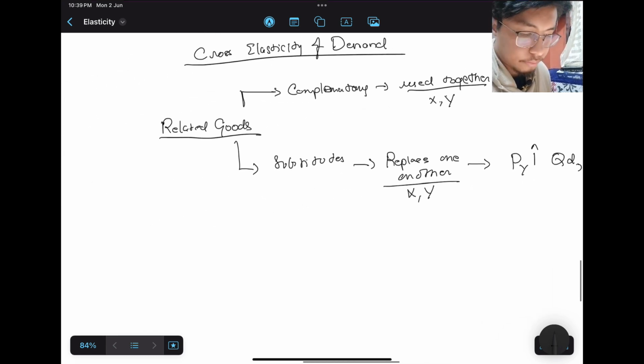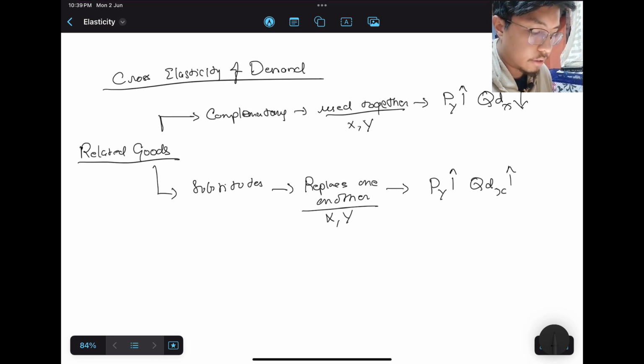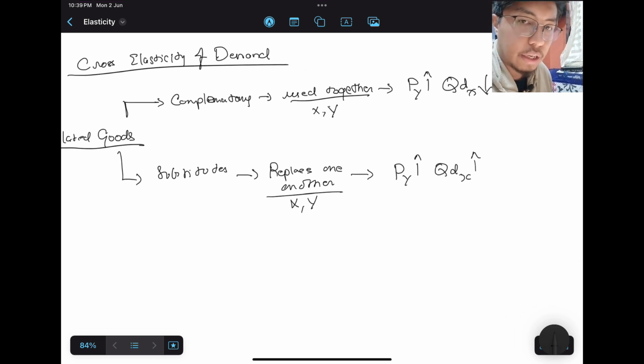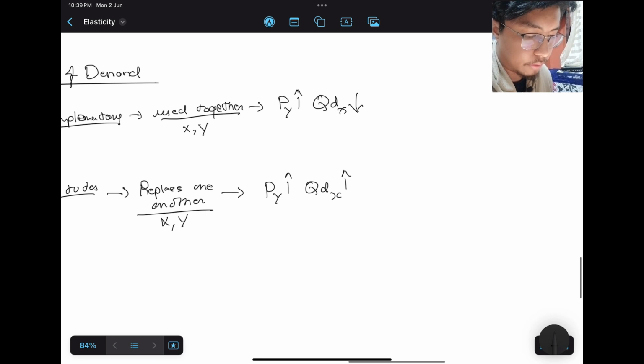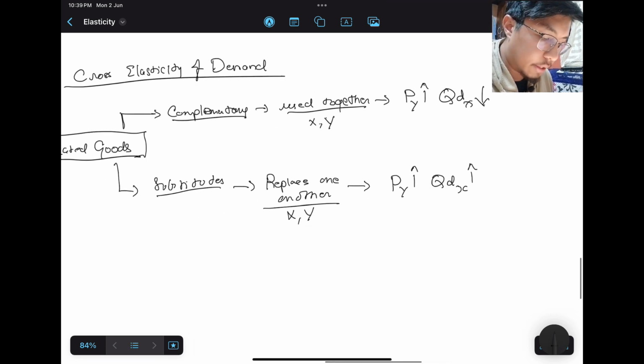So this is the directional setup when you're talking about related goods, complementary goods, and substitute goods, right? For substitutes, let's say tea and coffee, the classic example.